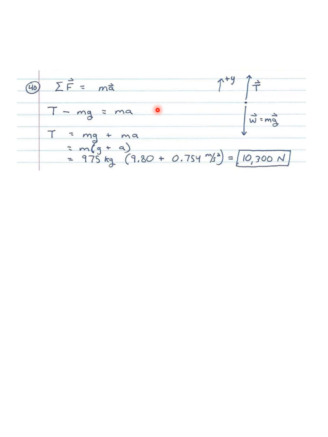Tension minus mg equals mass times acceleration. We want to solve for the tension, so tension equals mg plus ma. We can factor out m, so it's m times g plus a. And it is important to note that it says it's an upward acceleration. If it were downward, that would be minus 0.754 meters per second squared, but this is upward, so it's plus. And in the end, we get a tension of 10,300 newtons.